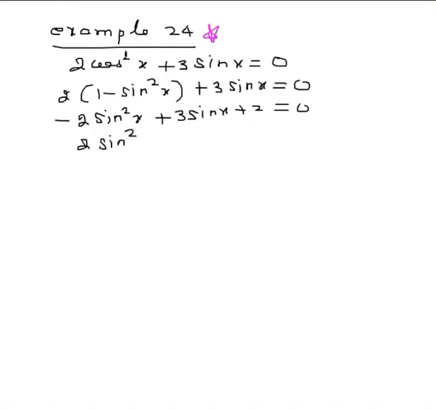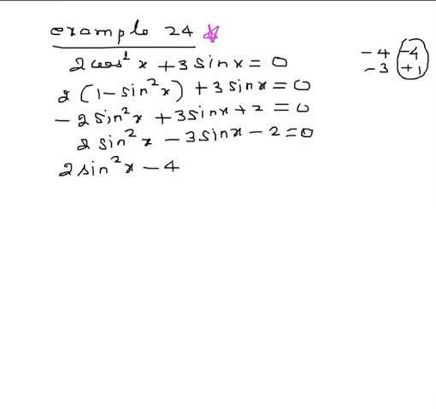Let us change the sign throughout. We are going to factorize this quadratic equation. Product should be minus 4. Sum should be minus 3. So I can split it as minus 4 plus 1. Let us split the middle term: minus 4 sin x plus 1 sin x.